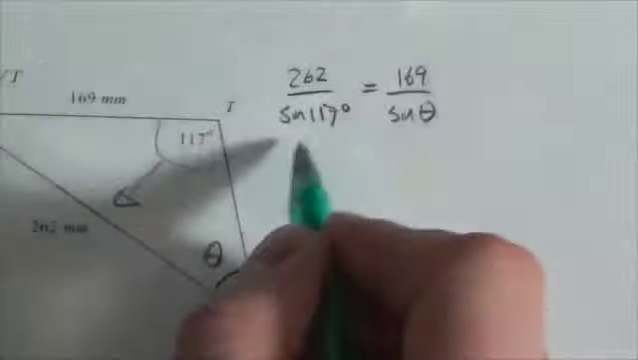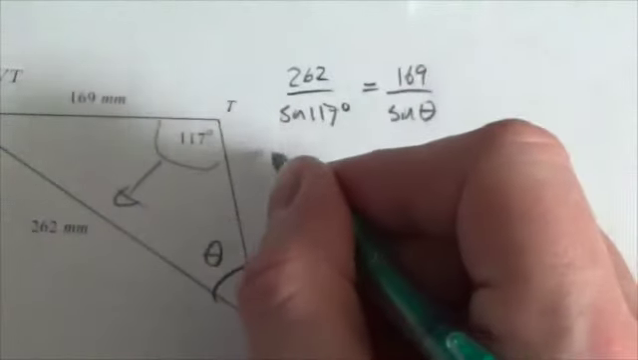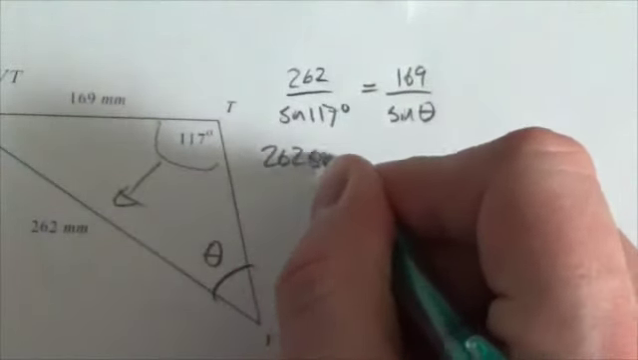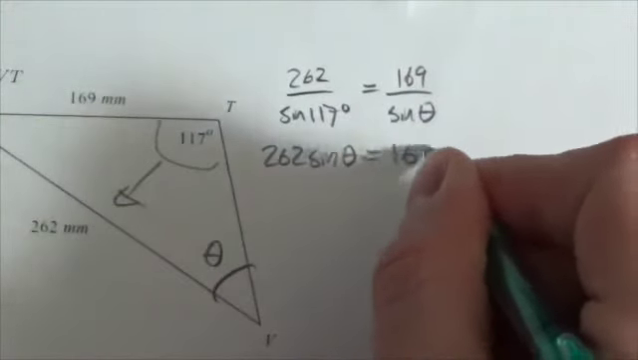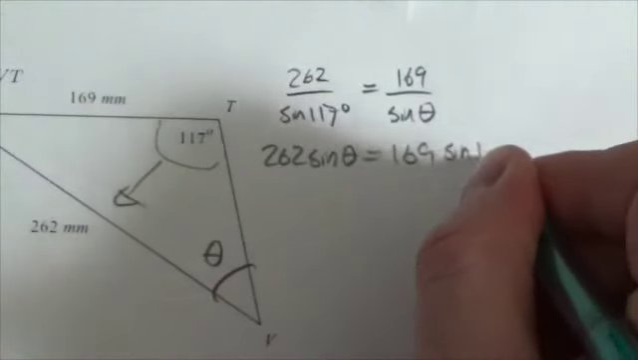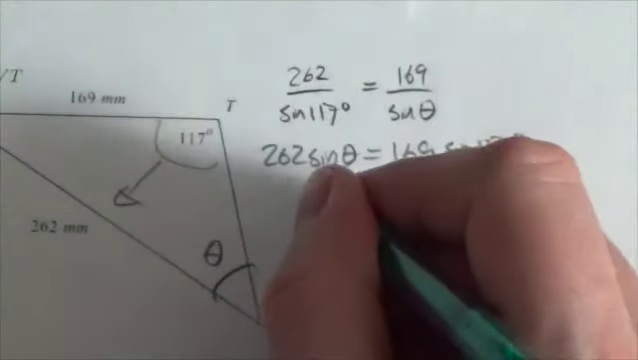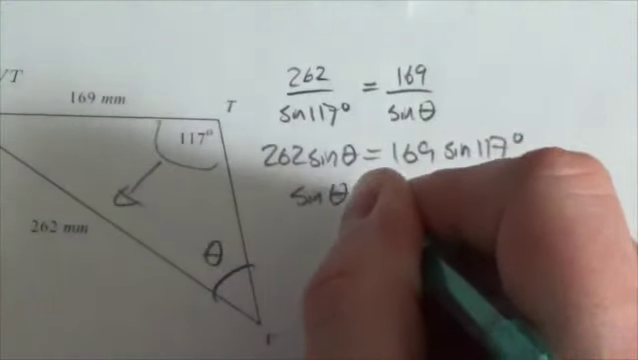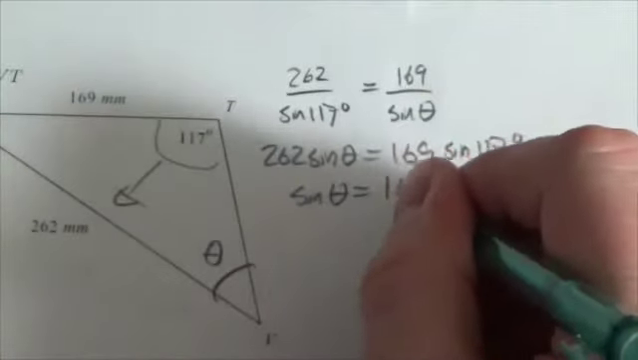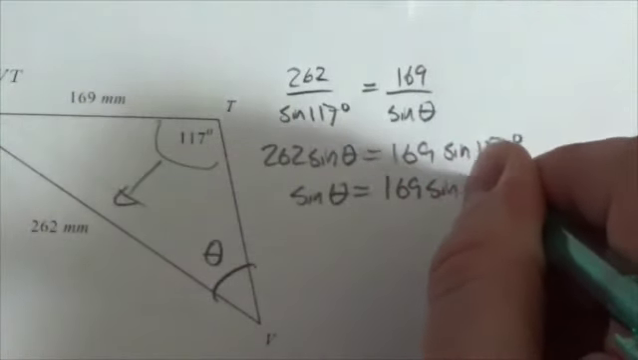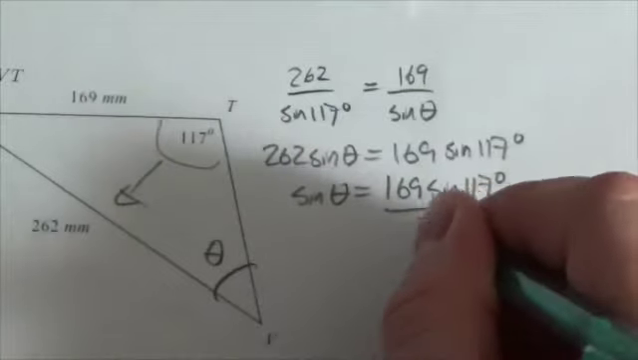Now we're going to cross multiply because what we've got here is a proportion. So 262 sine of theta is equal to 169 sine of 117 degrees. And then we're going to get the sine of theta all by itself by dividing by that 262. So 169 times the sine of 117 degrees over 262.